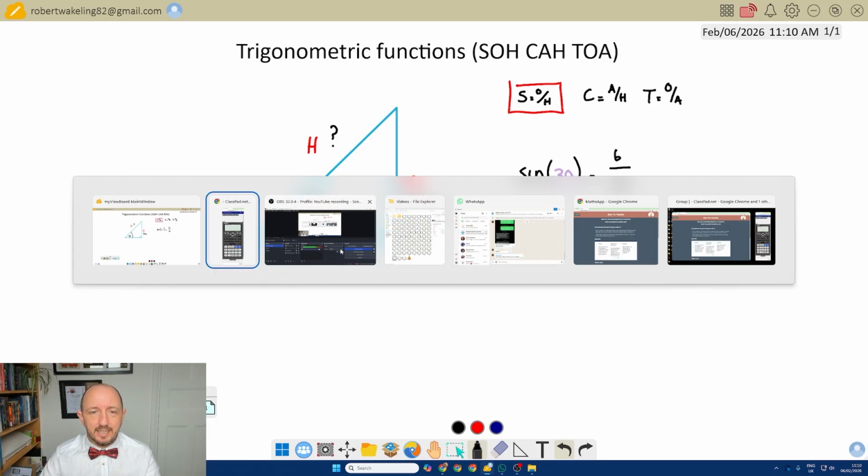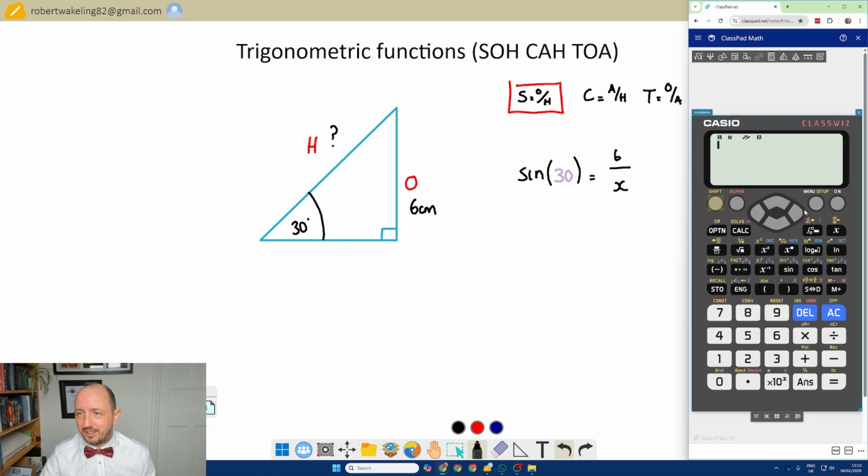Now I just have to change the settings on here because it defaults to a different angle type, so that's kind of annoying, but you won't have to do that. So sine 30, we're just going to copy this onto our calculator with the alpha equals button. The equals will be appearing on the screen. I can do 6 over hypotenuse, which is the x that I'm trying to find. So use x if it's something you don't know.